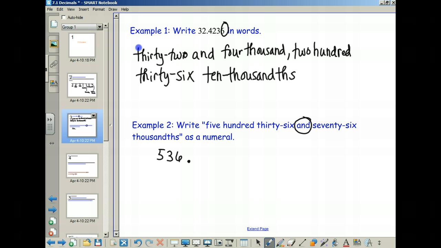Now this says 76 thousandths. Can you tell me the numerals that I need to write next? What comes next? A 0? And then the 7 and the 6. So why did I put a 0 here first? How did I know that I needed that?